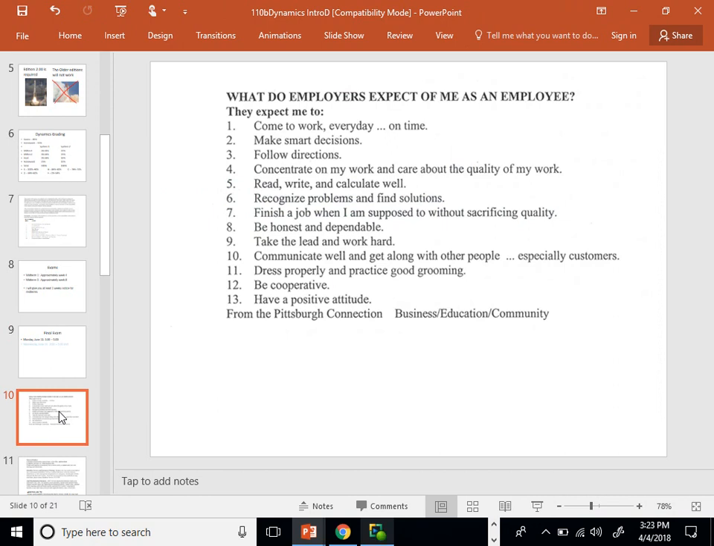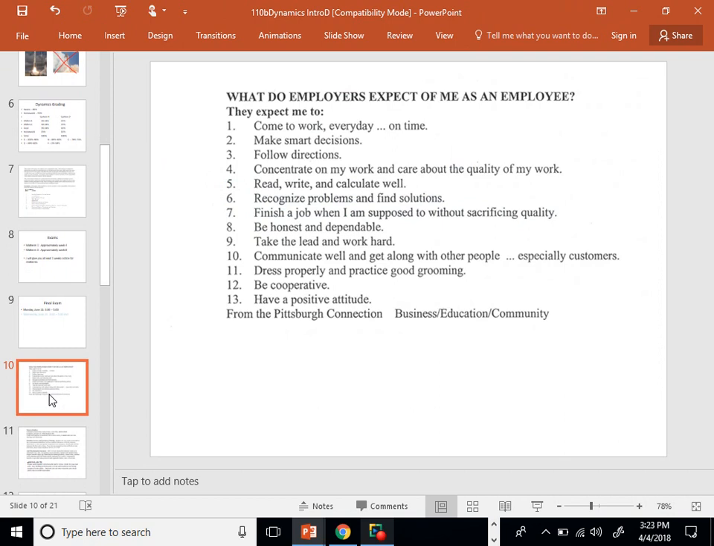Okay, on the back, I've got a little bit about professionalism and what's expected of an employee. That's a good list for students too.